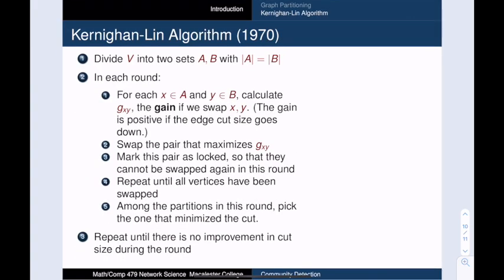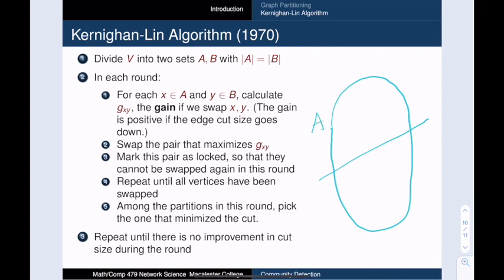I'm going to give a quick rundown of the Kernighan-Lin algorithm. I've linked to a couple of videos that give a really nice description of the algorithm itself. The KL algorithm proceeds in rounds. We start with a partition into 2 sets, A and B. We note the size of the cut, which is the number of edges from A to B.